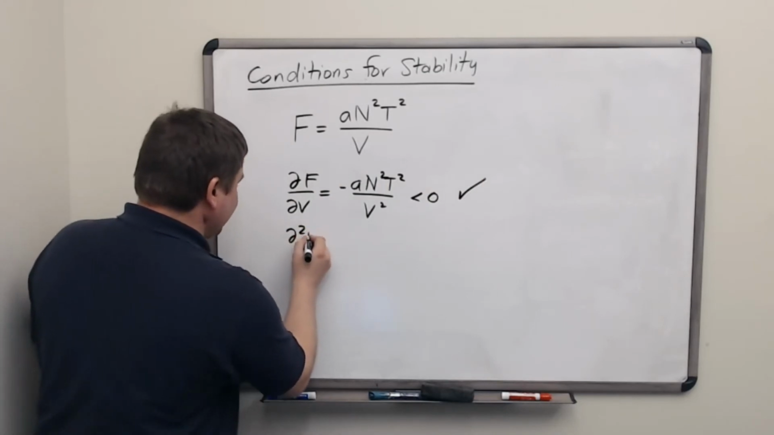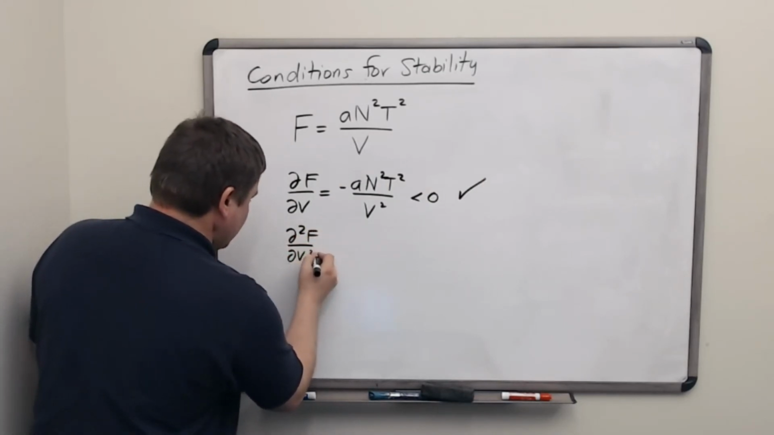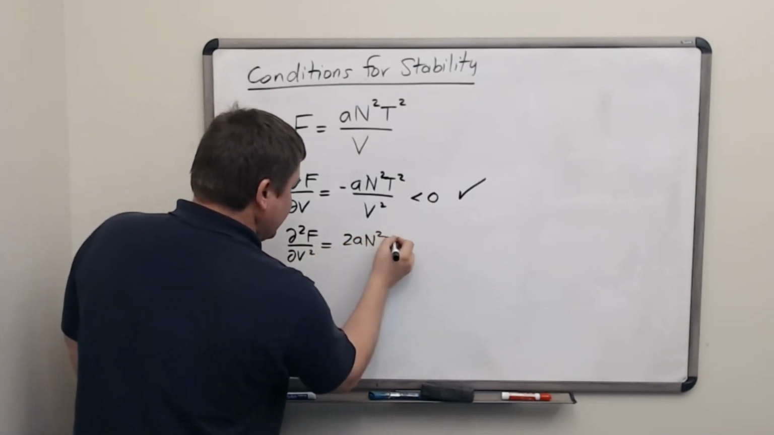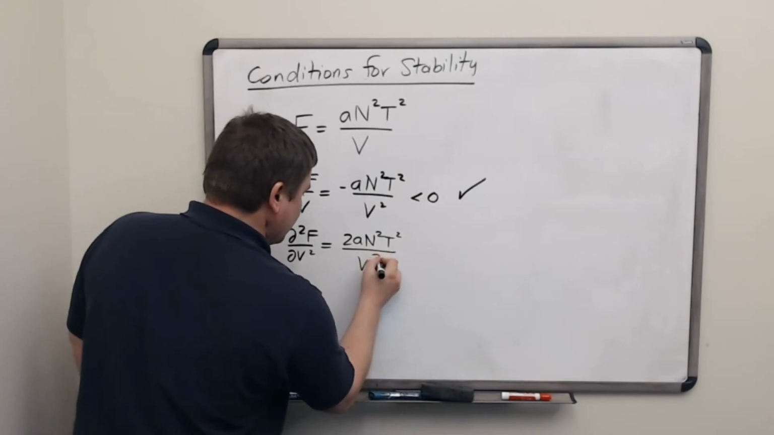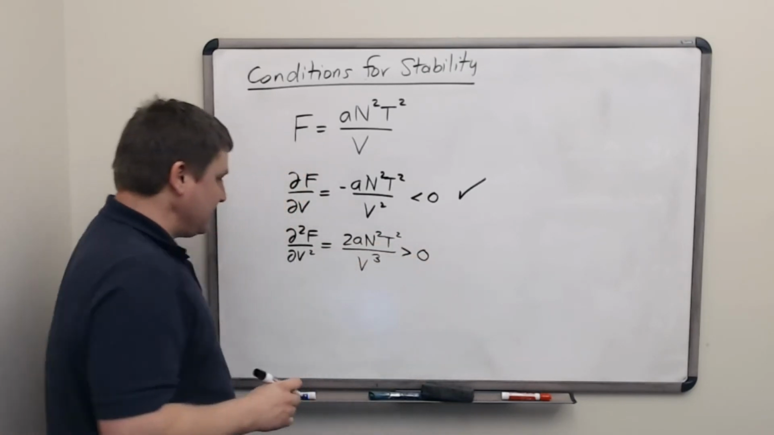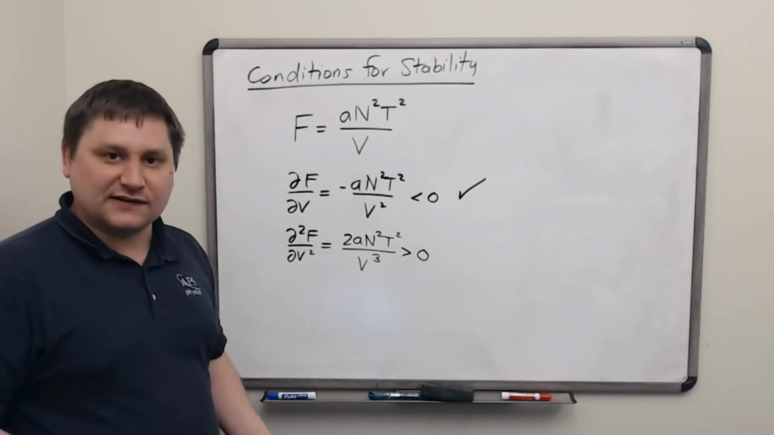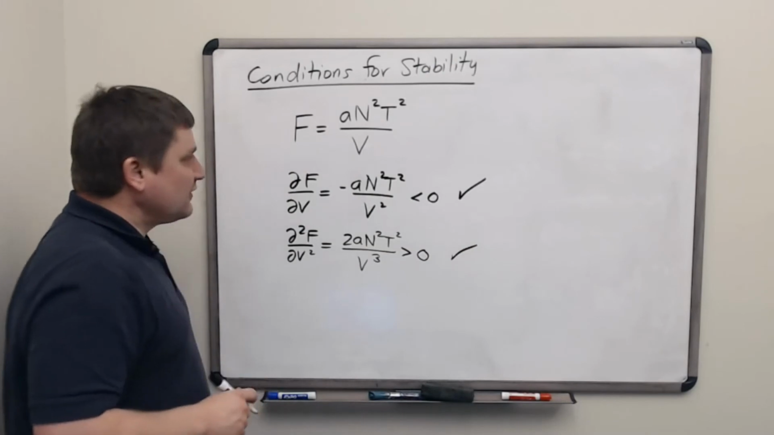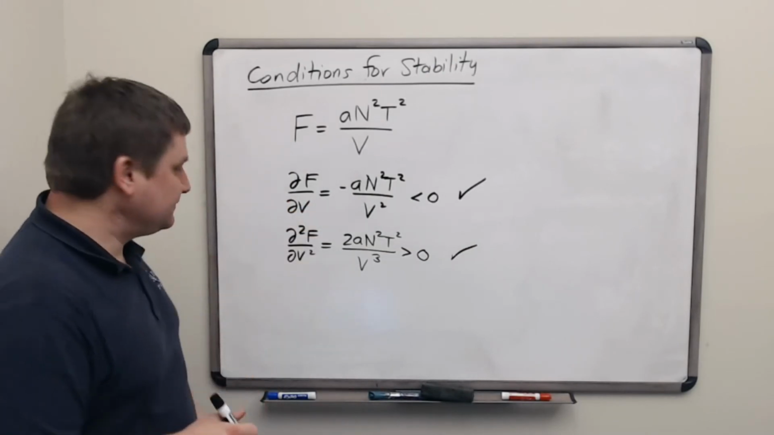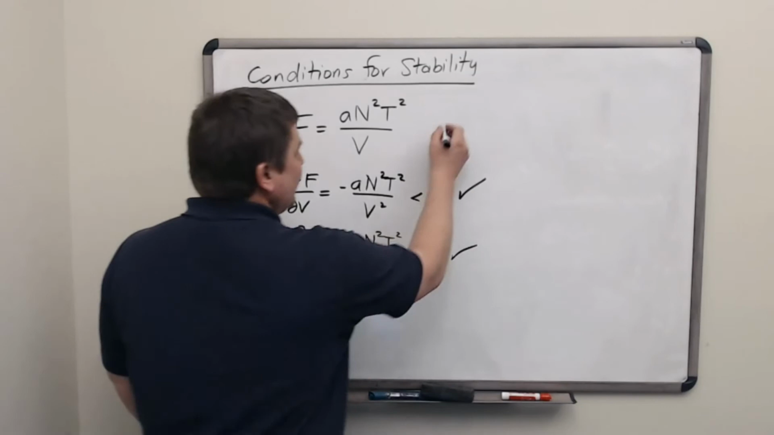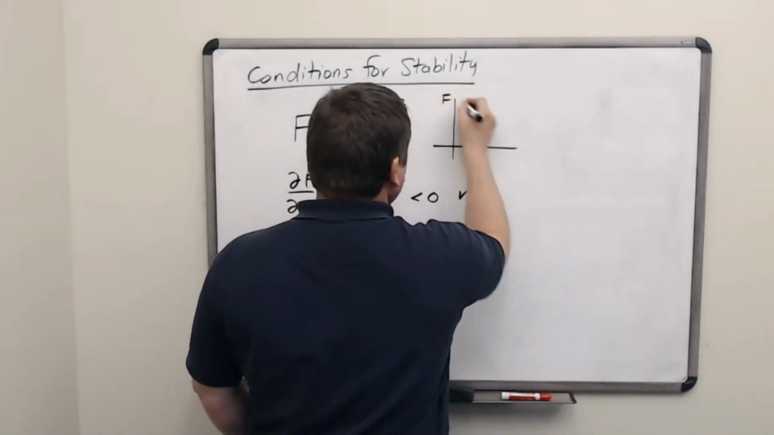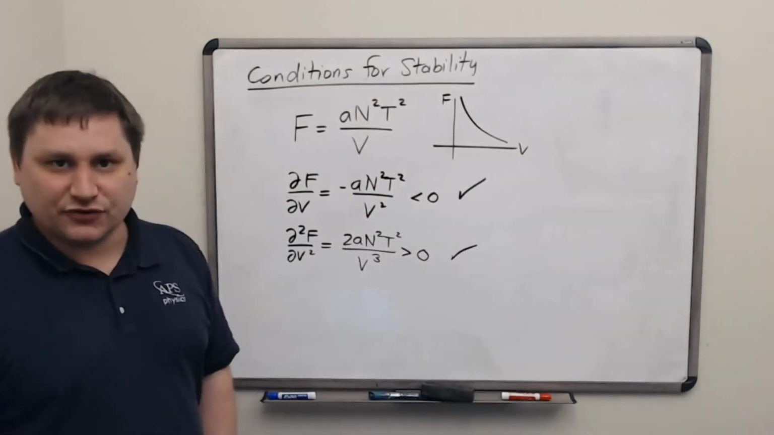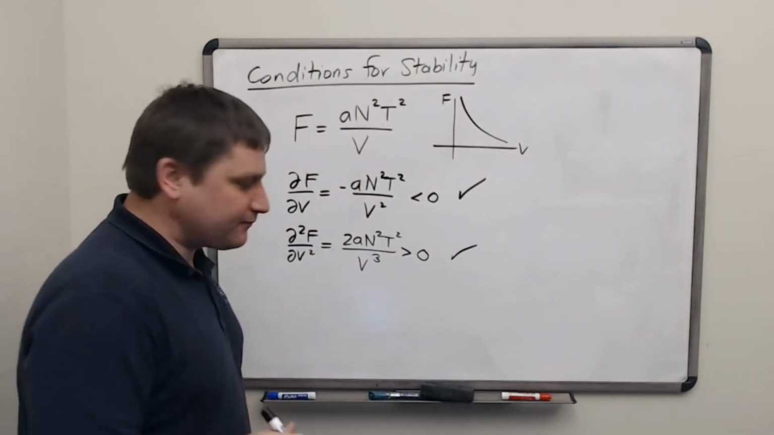Let's check the second derivative. This is going to be equal to 2A n squared T squared over V cubed. That's positive. And this had to be positive to give the system the right compressibility. So that's good also. So this model is mechanically stable. If we plotted F versus V, it would look something like this, which matches what we drew on the general slide before.